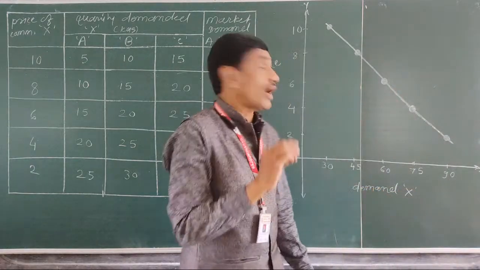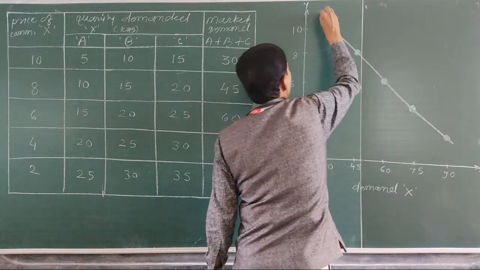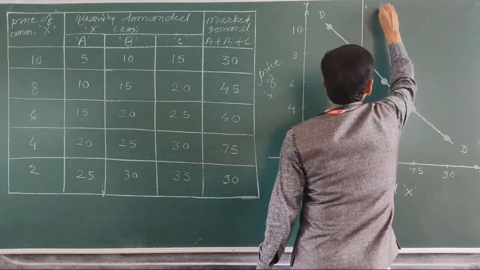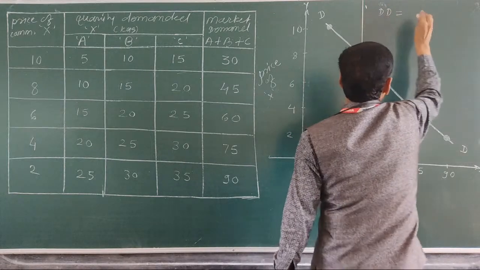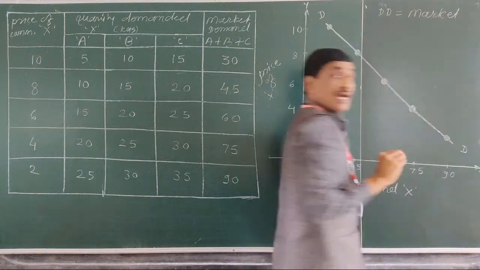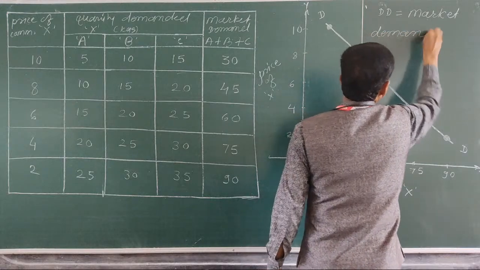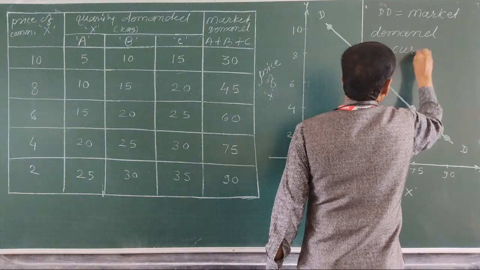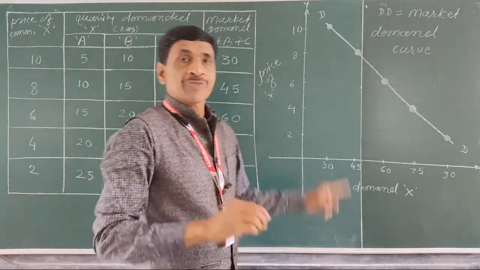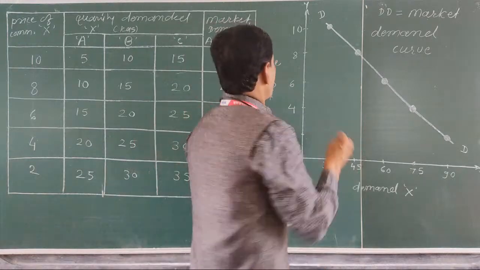आणि हा जो कर्व आहे हा तुम्ही घरी पट्टीच्या साईड तयार करायचा आहे, त्याला नाव द्यायचे डी डी. सो in this case DD is equal to market demand curve. Okay, so market demand curve, DD is the market demand curve. Okay, then you join that line.